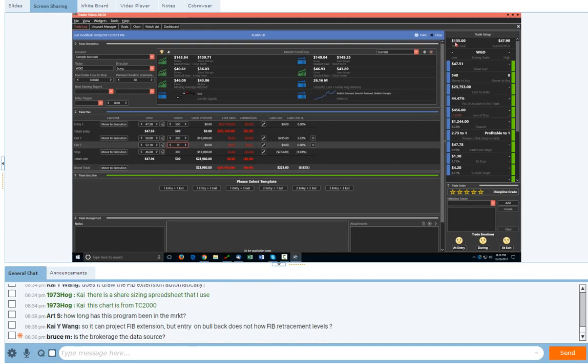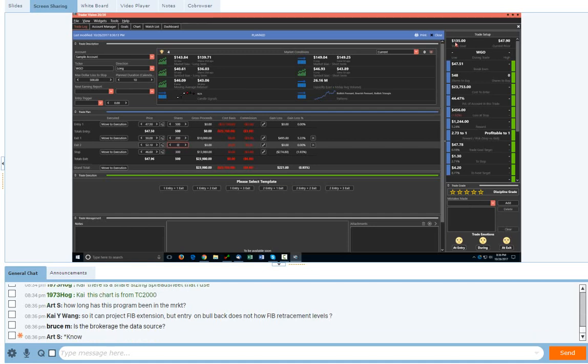I'm not sure I understand what you're saying, Kai. If so, it can project fib extension, but entry on pullback does not have fib retracement. Well, those things were manually drawn. They were not calculated by the program, if that's what you're asking.